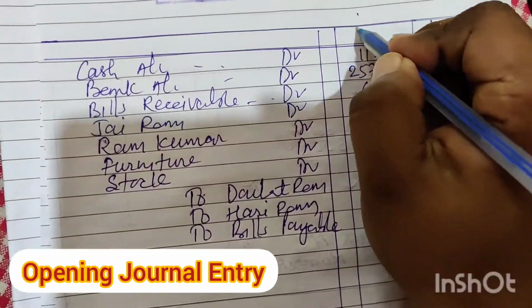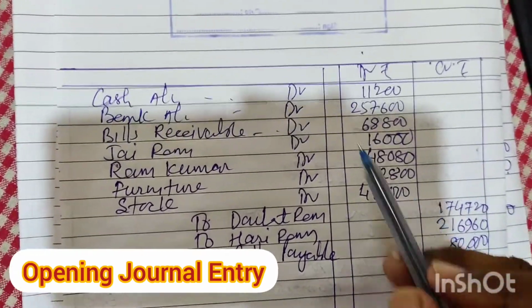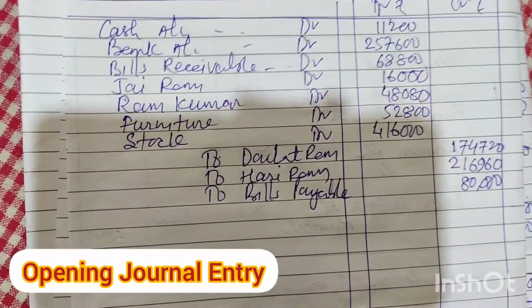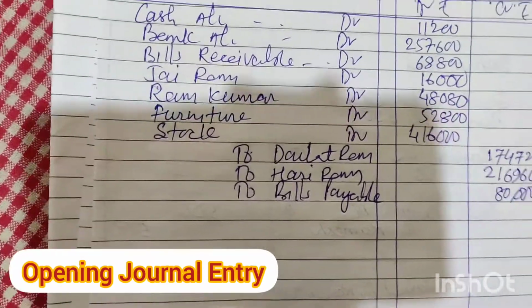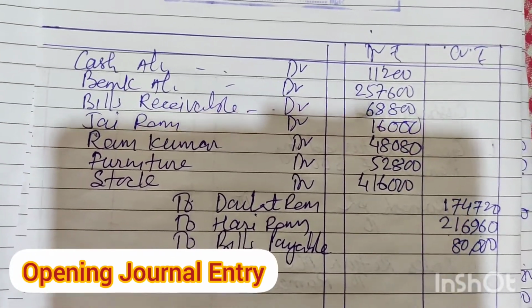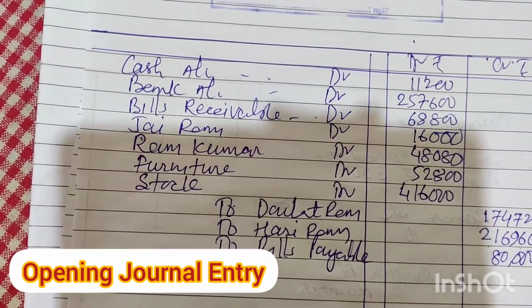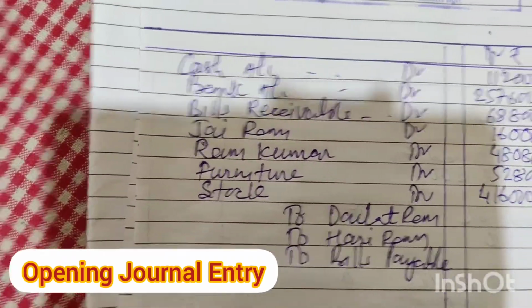Now see that the asset side is more, the debit side is more. This is the debit side and this is the credit side. The debit side is more than the credit side. The debit side total, I've done the total here, is 8,62,480 and the credit side total is only 4,71,680.